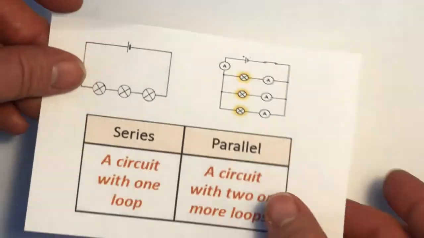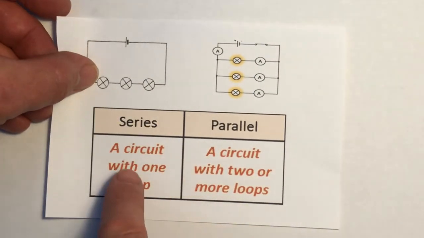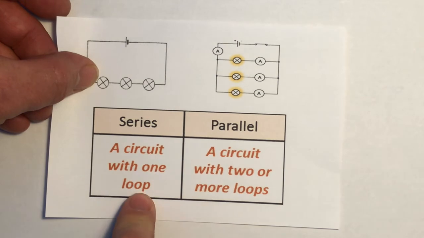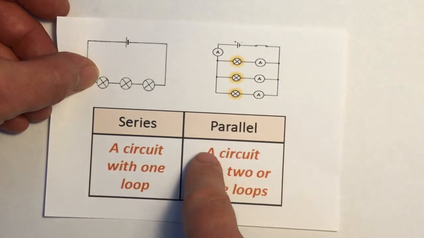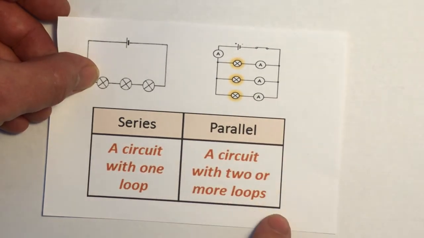Electricity can go back. The main difference between the two is a series circuit is a circuit with one loop. A parallel circuit is a circuit with two or more loops.